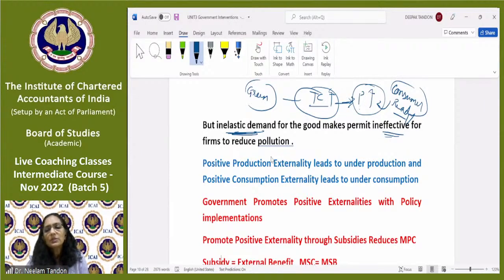Consumer is bearing the cost. So why should they be bothered? Let the tax rate go up and up, it's passed on to the consumer. So in that case, the permit becomes ineffective. Then there will be no internalization of the cost. Okay, so that's the concept which you have to remember.